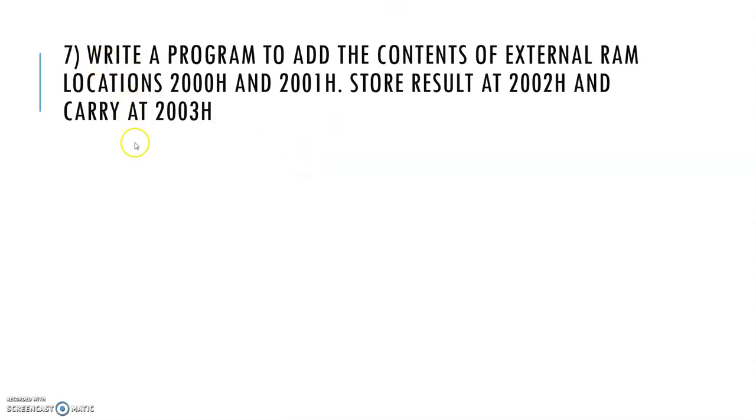So the next program is: write a program to add the content of external RAM locations 2000 hex and 2001 hex, and store the result at 2002 hex and carry at 2003 hex. Here we use the external RAM. You know that for the internal RAM the address is 8-bit, and for the external RAM the address is 16-bit. So when you see a 16-bit address, you know that it is for the external RAM.